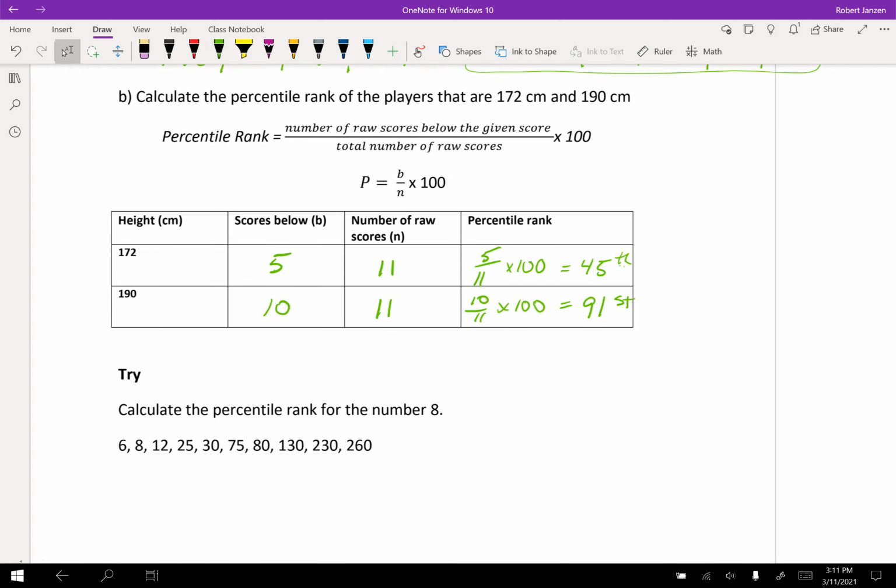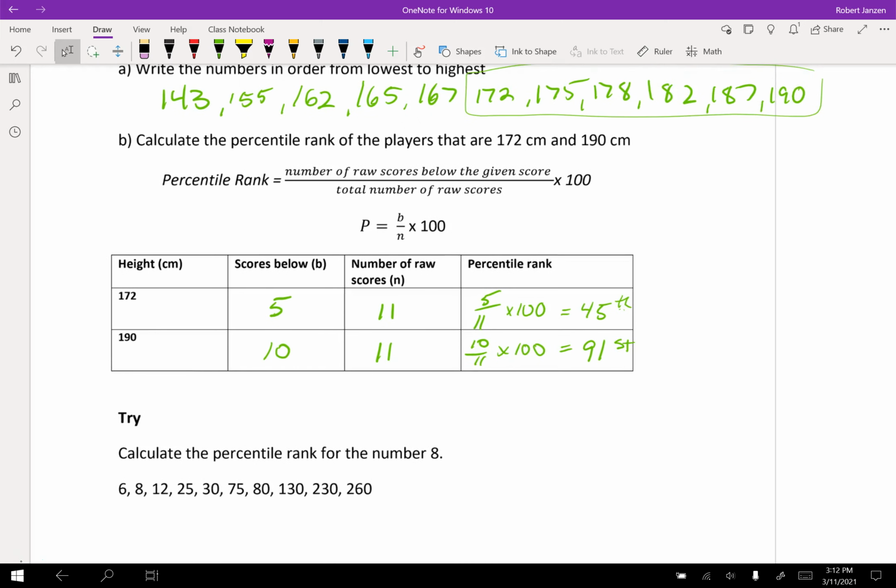Okay, so what does this mean? Well, if someone said your test score was in the 90th percentile, this tells you that 90% of the marks were below yours, 10% might have been above yours. Okay, now that's not totally accurate because 190 was our highest number, and it says here that's the 91st percentile.